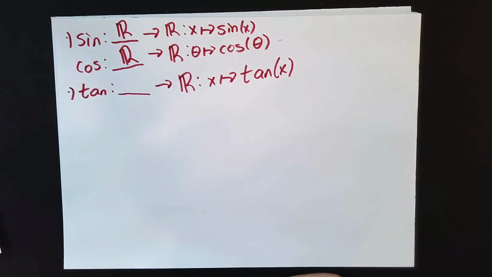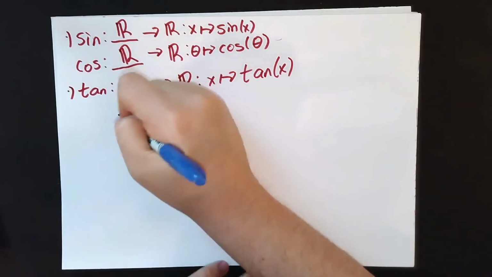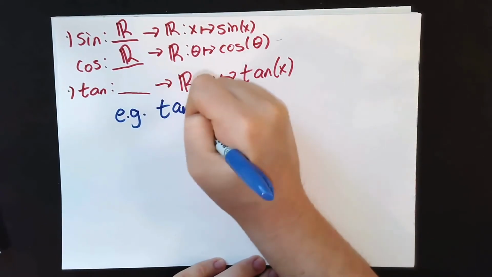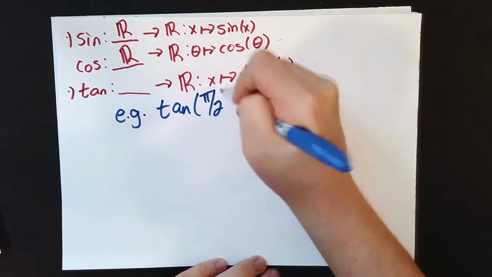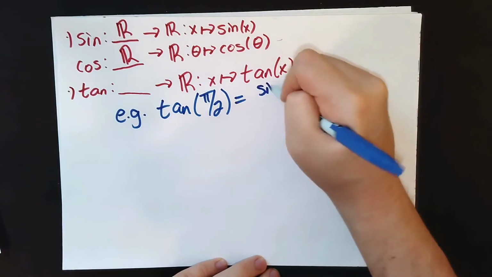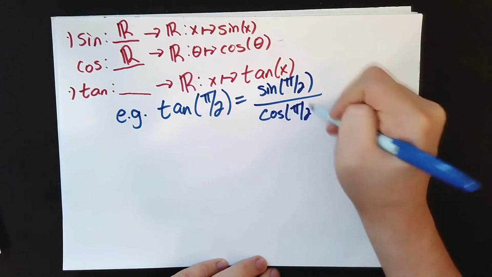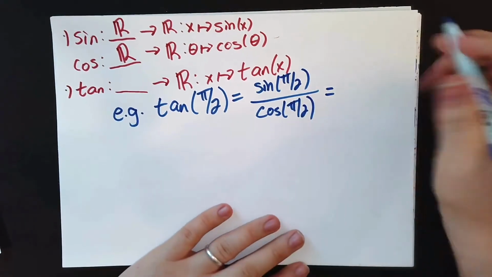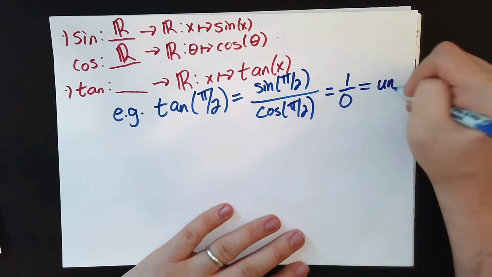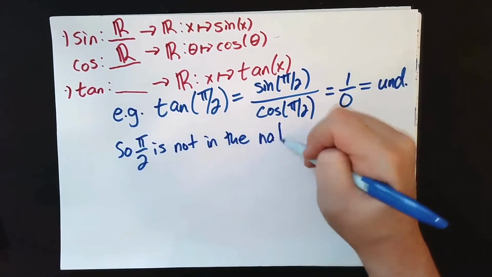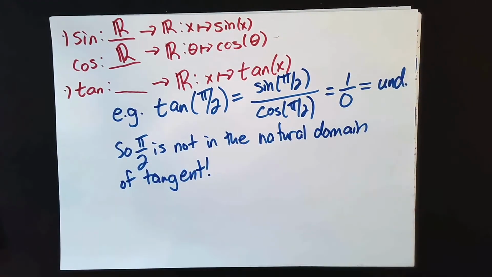Tangent now is problematic. And the reason why tangent is problematic is that tangent has a bunch of vertical asymptotes. That is, tangent has a bunch of inputs where it's undefined. So what do I mean by that? Things like if I go to take tangent of pi over 2, what's that going to be? Well, remember that's sine of pi over 2 over cosine of pi over 2. But if you remember your trig values, that's 1 over 0, which is undefined. So pi over 2 is not in the natural domain of tangent.